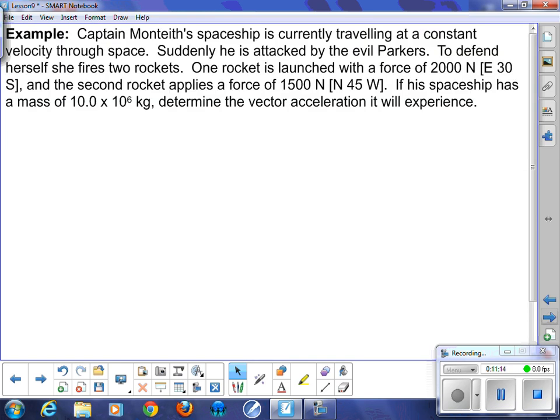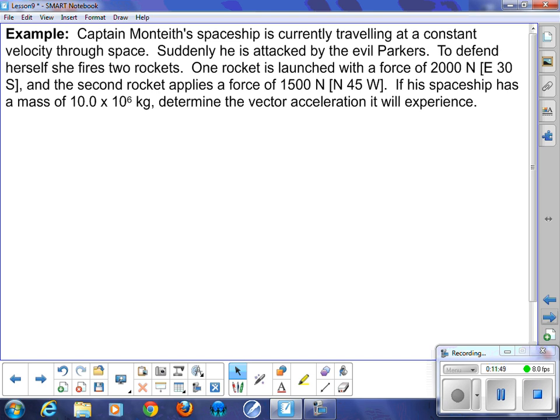So Captain Monteith's spaceship is currently traveling at a constant velocity through space. Suddenly he's attacked by the evil Parkers. To defend himself, she fires 2 rockets. One rocket is launched with that force. The second rocket applies that force to the ship. I jump back and forth on gender here just to make the question far more challenging than it is. If his spaceship has a mass of 10 times 10 to the 6 kilograms, determine the vector acceleration it will experience.